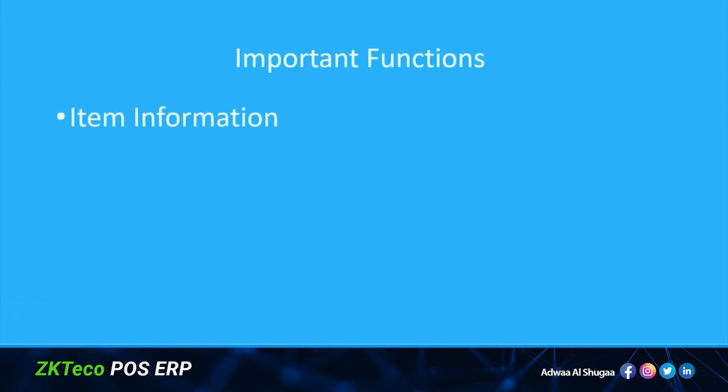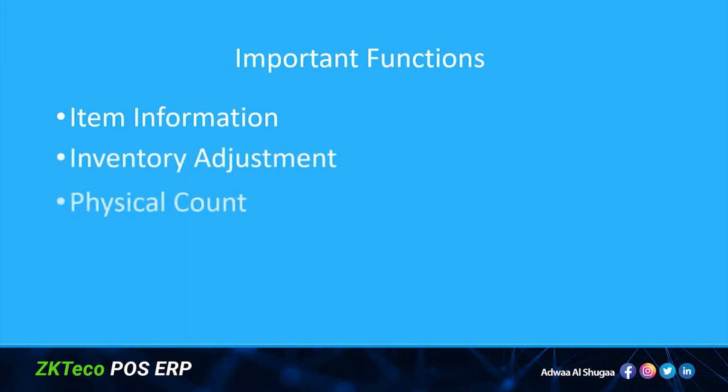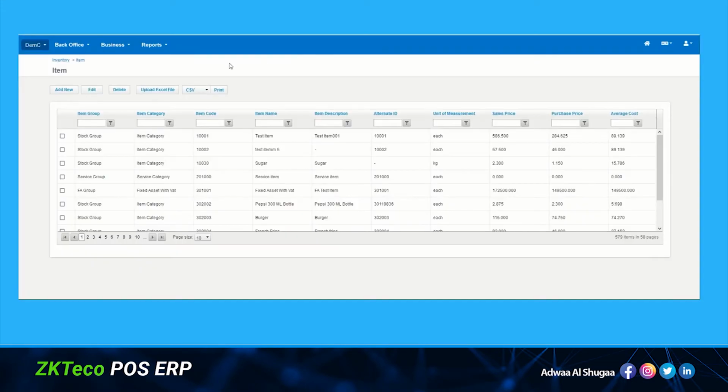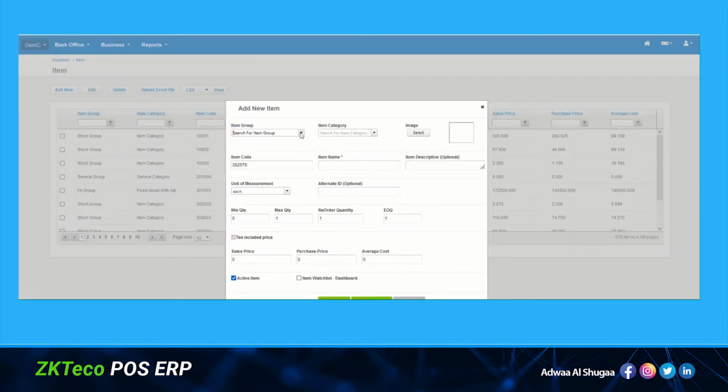Important functions associated with inventory or stock management are item information, inventory adjustment, physical count, barcode generation, and various reports associated with the above functions. Item information can be maintained from the Business, Inventory, Item Definition menu option. It can also be created directly from purchase order or sales order screens.